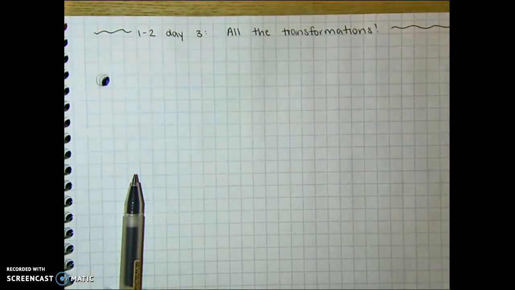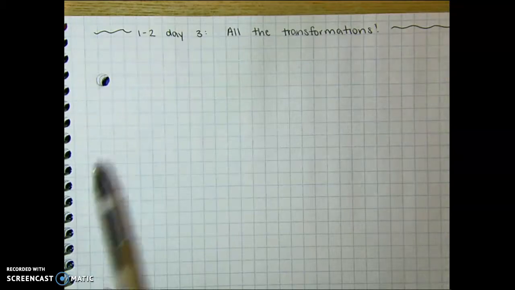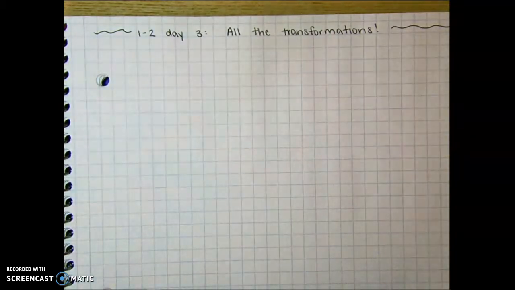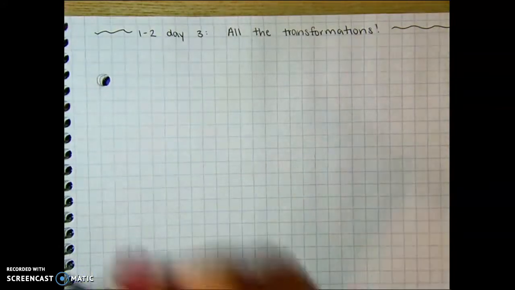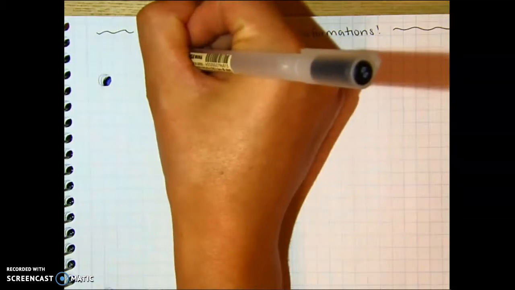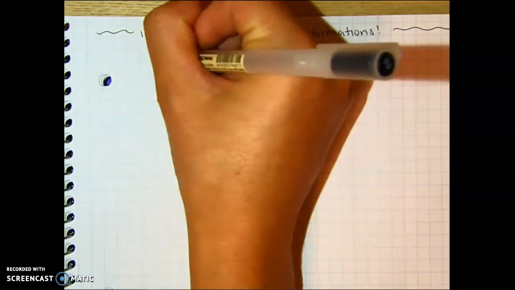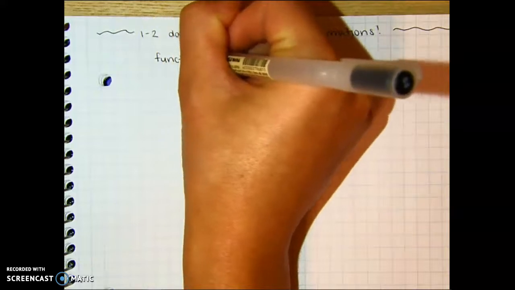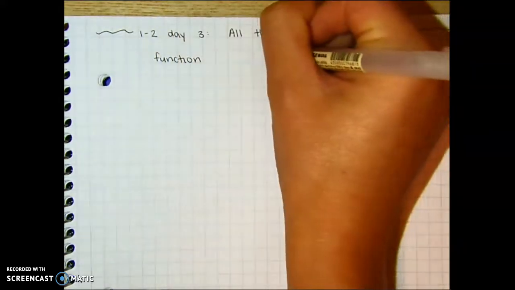Day 3, or the third part. We're doing all the transformations. So before we do all the transformations, let's review the two equations. We've got the absolute value function. I'm going to do some color coding, which should at this point come as no surprise. Alright, so we're going to do function.